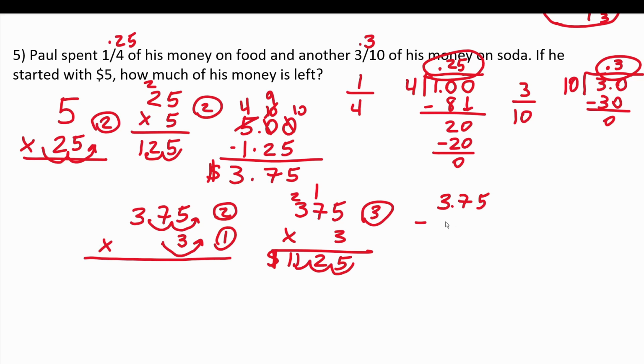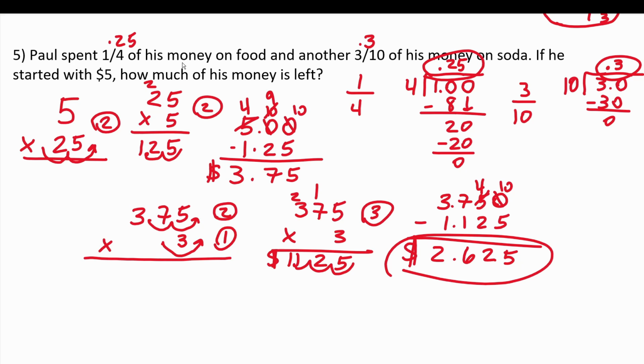So we're going to take 3.75. We're going to subtract 1.125 from that. And again, we're going to have to add a 0 placeholder here. 0 minus 5 we can't do, so we're going to have to borrow. This becomes 4. This becomes 10. 10 minus 5 is 5. 4 minus 2 is 2. 7 minus 1 is 6. Drop down our decimal in place, and 3 minus 1 is 2.